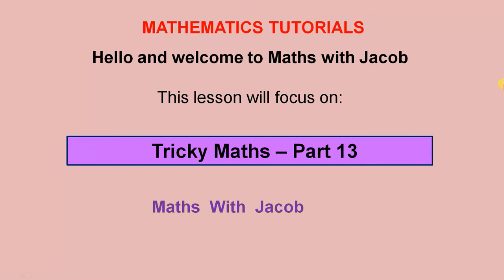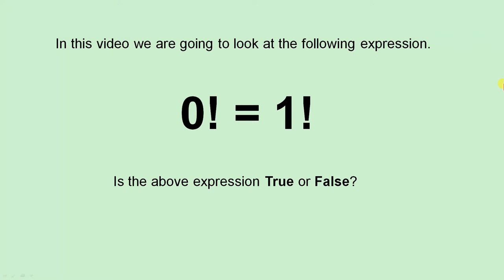This lesson will focus on Tricky Maths Part 13. In this video we are going to look at the following expression. 0 factorial equals 1 factorial. Is the above expression true or false?